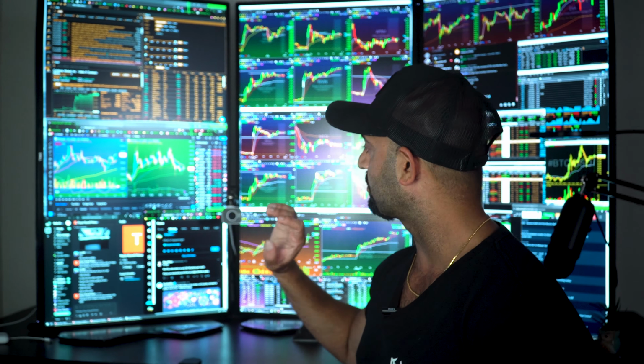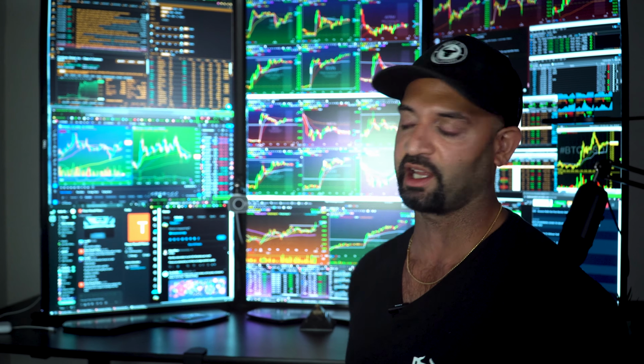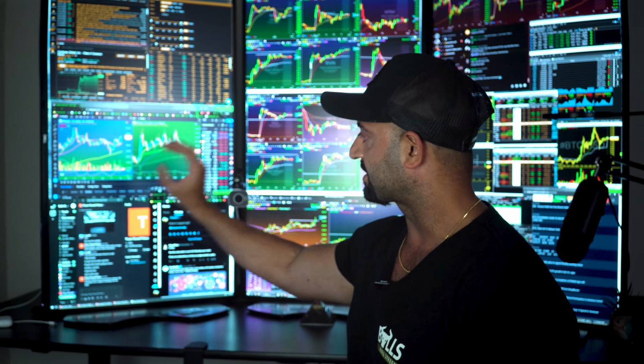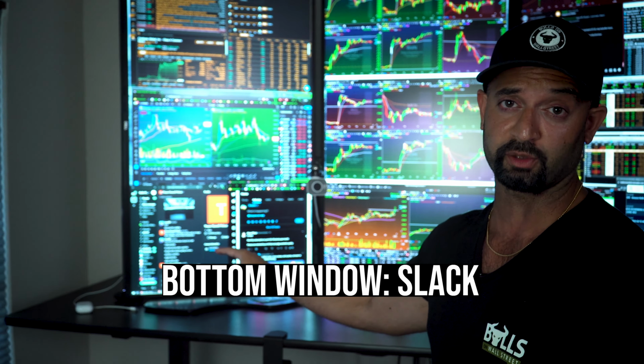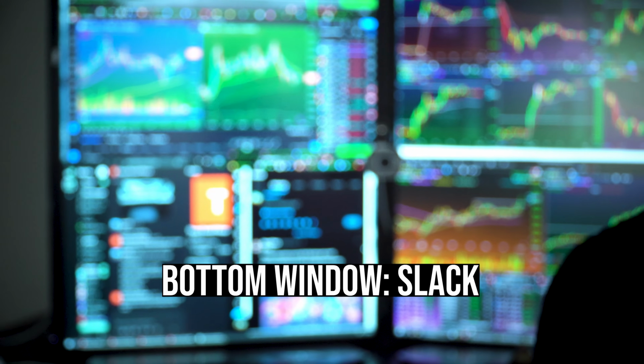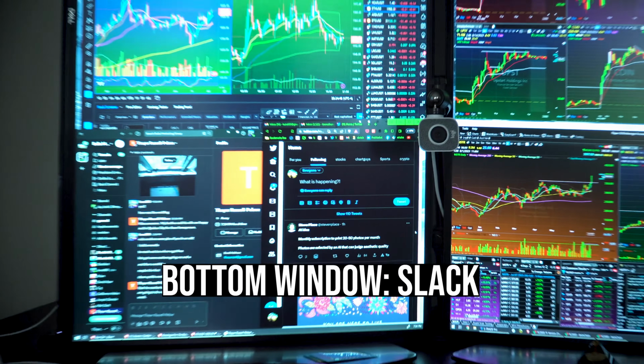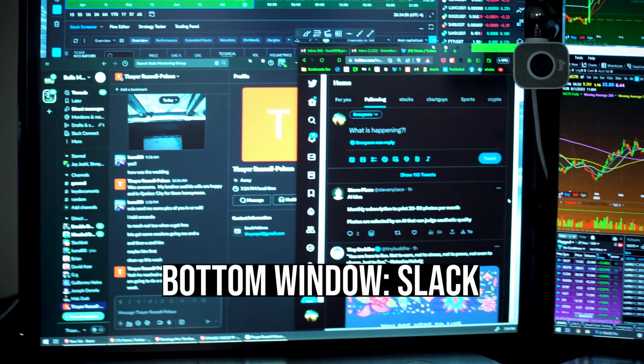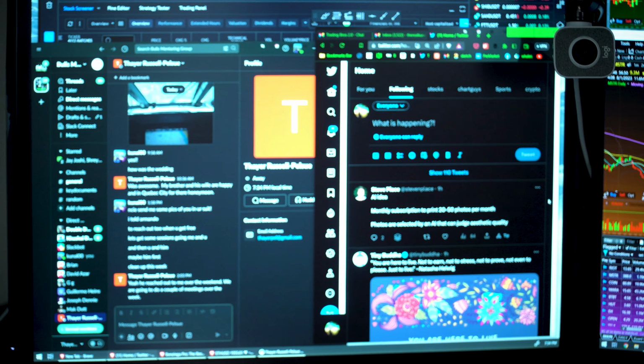On my second monitor, I have an assortment of things. This is not a main trading layout, but this is an ancillary layout. I've got Slack here where I talk to the guys in my mentorship community. These are guys that I'm working with individually one-on-one, so I have an ongoing dialogue throughout the day with them, and I work with them at night.